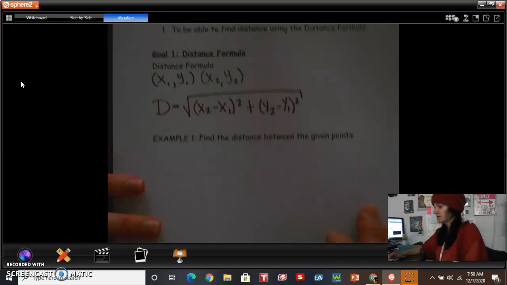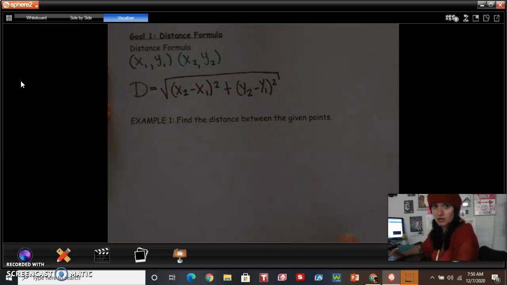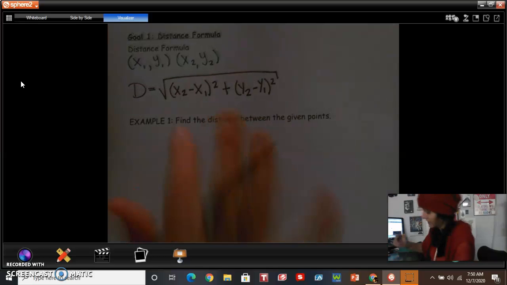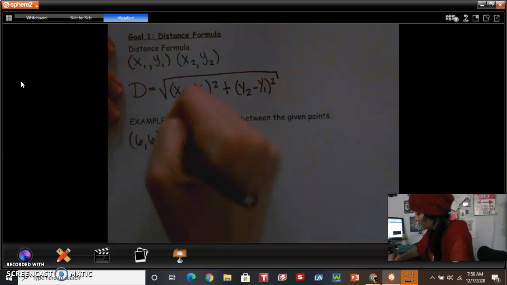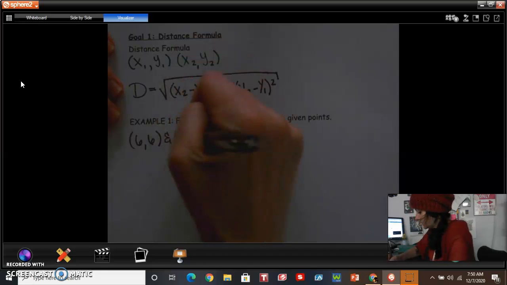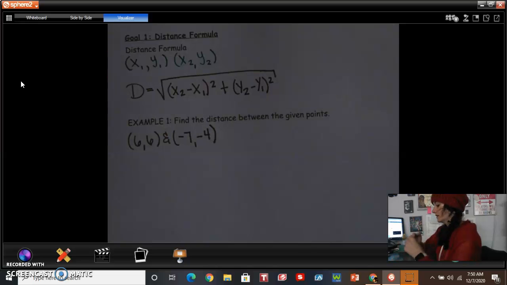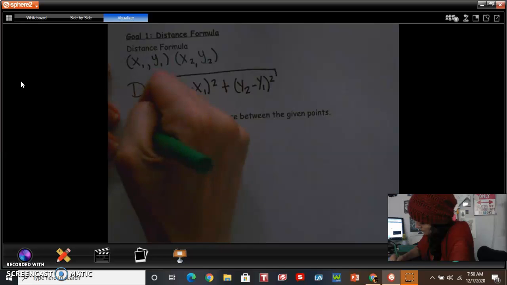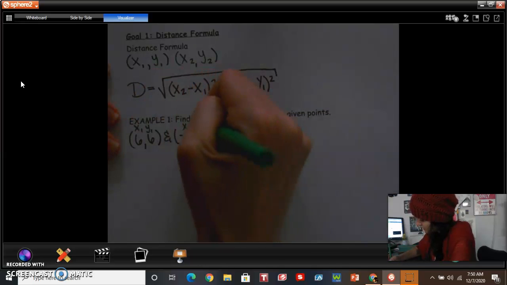Okay? So remember, if you need to, just pause at any time if you need more time to write stuff down. So we're going to find the distance between, let's do (6, -7) and (-7, -4). So make sure you write that down. Next thing I like to do is label my parts. So we have x1, y1, x2, y2.